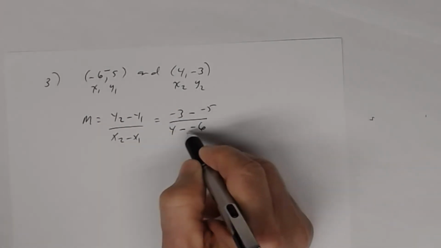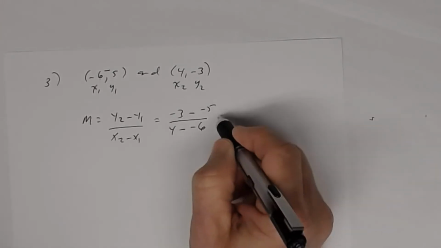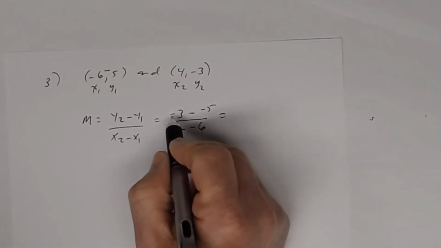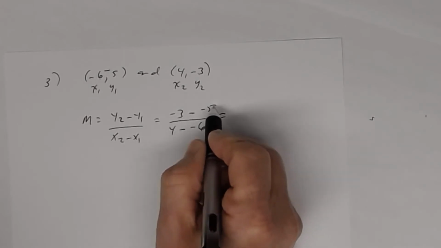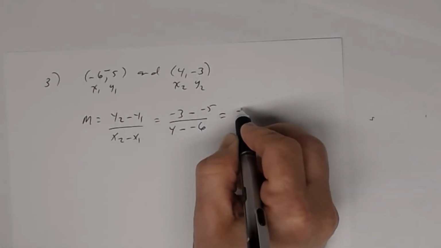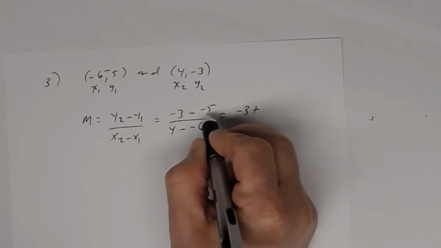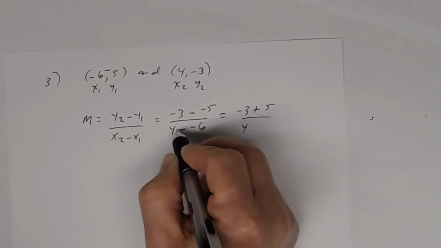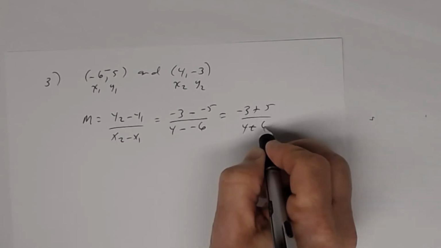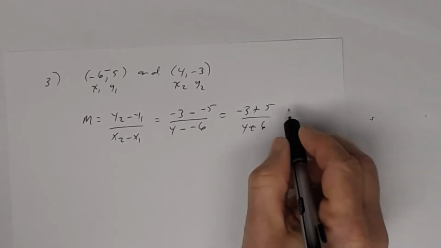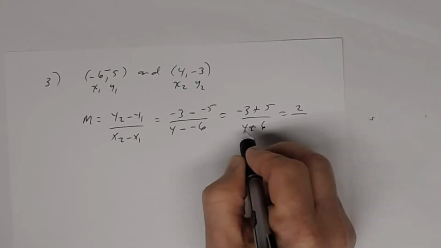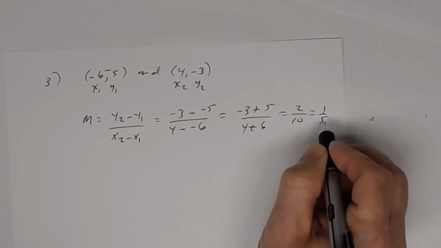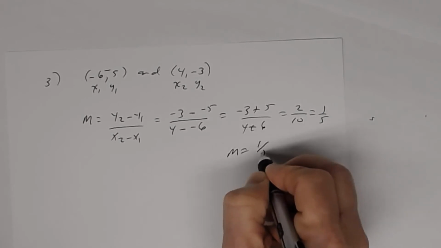All right, so you have quite a few signed numbers here. So that's going to equal, remember, change all these subtraction to addition. So -3 plus the opposite of -5. So -3 plus, and then the opposite of -5 is a +5, divided by 4 plus the opposite of -6, which is a +6. So -3 plus 5 is 2, right? And then 4 plus 6 is 10, and then reduce, that's going to be 1/5. So the slope is 1/5.